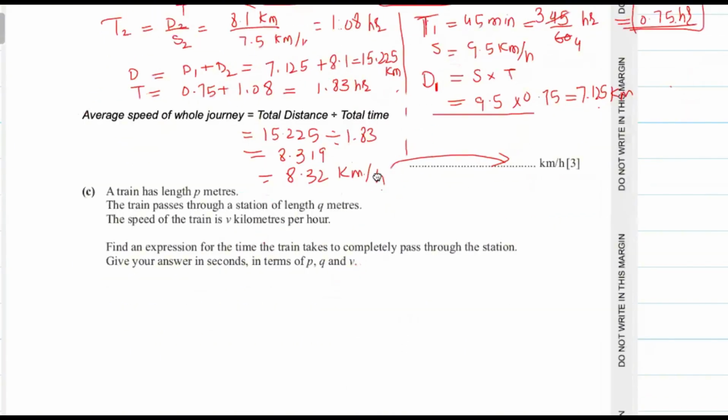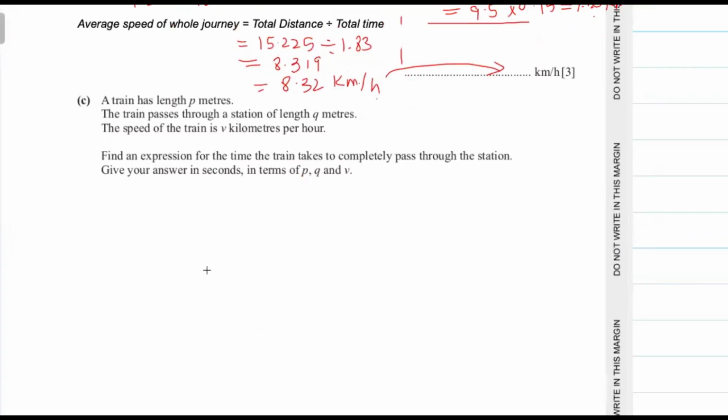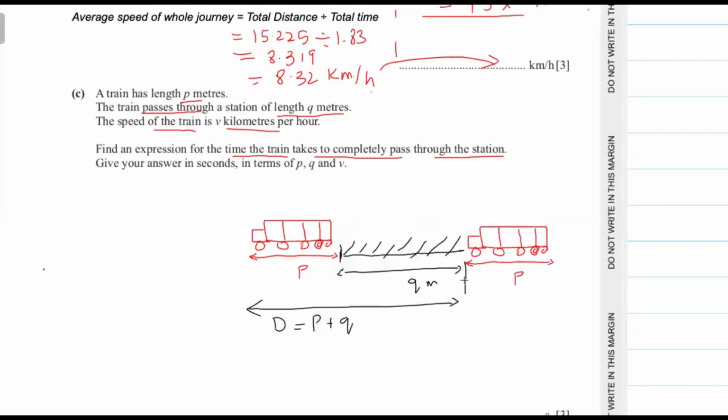Now the part C. A train has length p meters. A train passes through a station of q meters. The speed of train is v kilometer per hour. Find expression for the time the train takes to complete pass through the station. Look here, this is the train length. This is p meter, and the train passes through the station. The length is q meter, and we have to calculate the time the train takes to completely pass through the station.